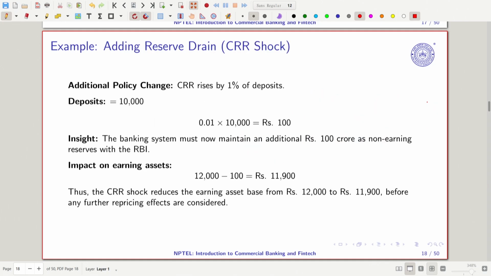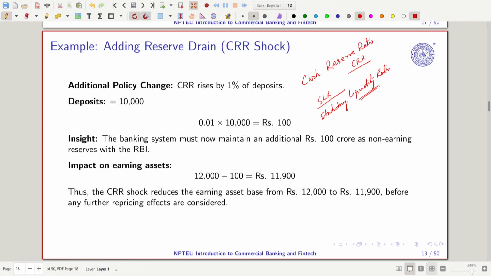Then here we have another additional policy change. RBI now increases the CRR. CRR is what? It is called the cash reserve ratio. Then here we have a second tool, SLR. SLR is what? Statutory liquidity ratio. So this is what we get.